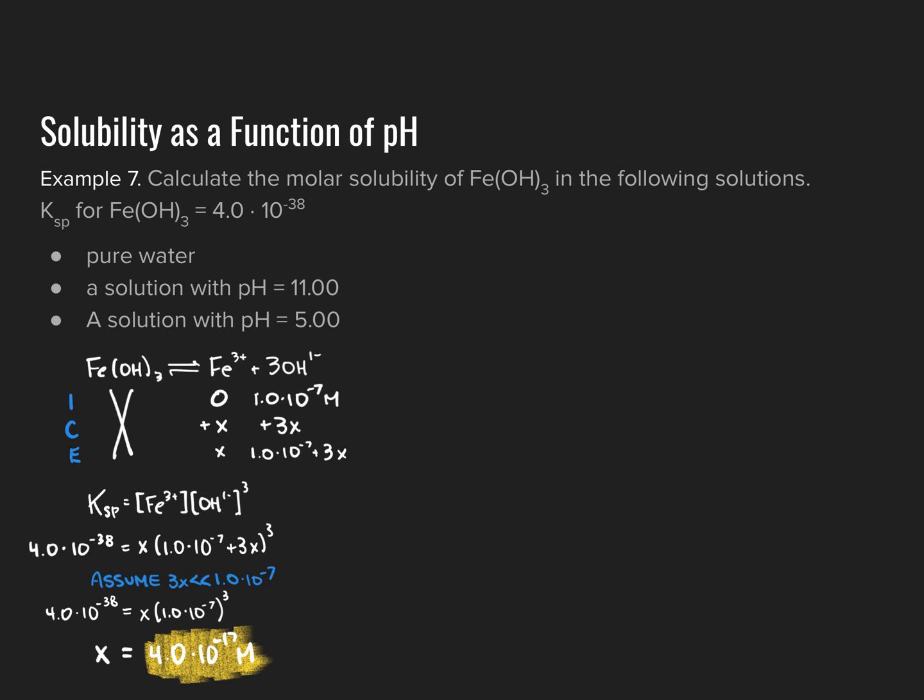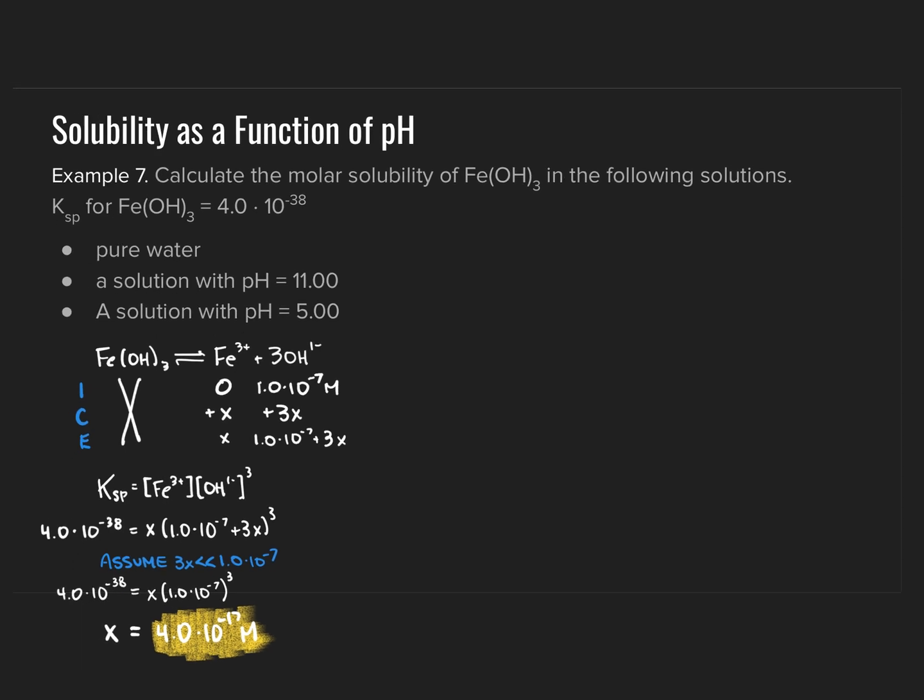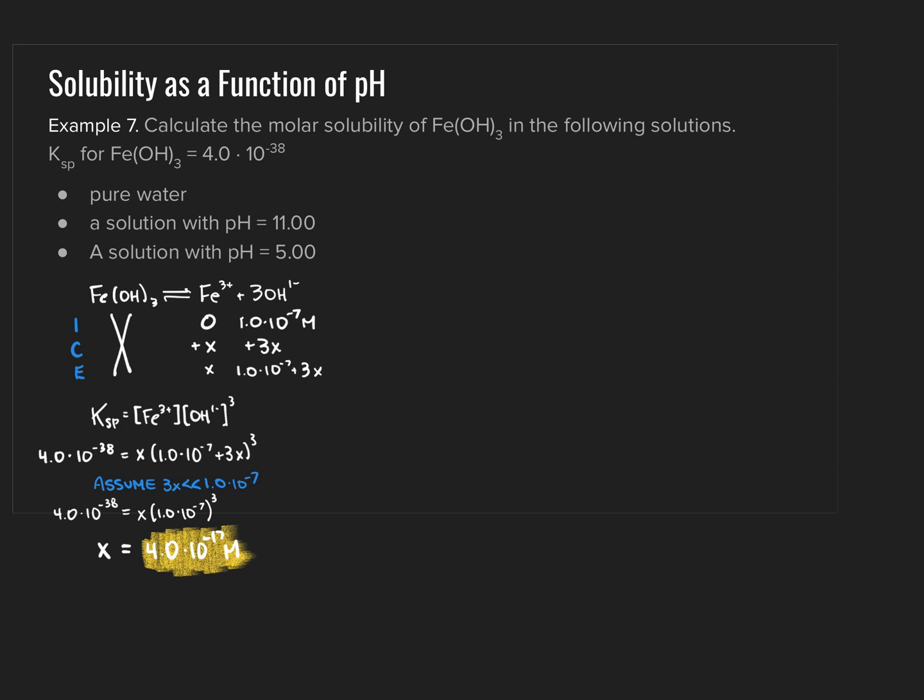Now again, I did make an assumption here, so let's prove it to show that it is in fact a valid assumption by taking my 3x value and dividing it by the thing I assumed it was small in comparison to. So 3 times that x value of 4.0 times 10 to the negative 17th, divided by 1.0 times 10 to the negative 7th, and then multiplying this by a factor of 100 to express this as a percentage, yields for me here a percent error introduced of 1.2 times 10 to the negative 7th percent, which seems well within our 5% rule there. We have no problems making this assumption.